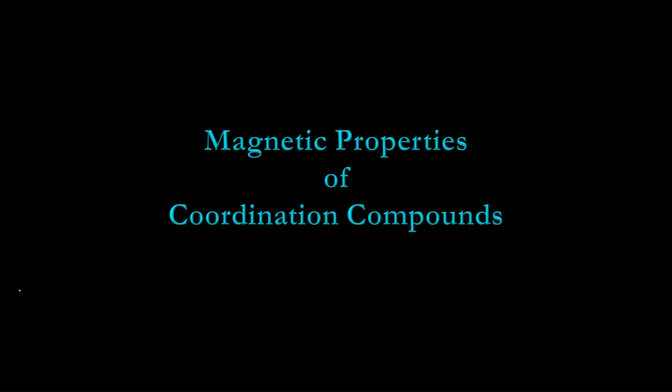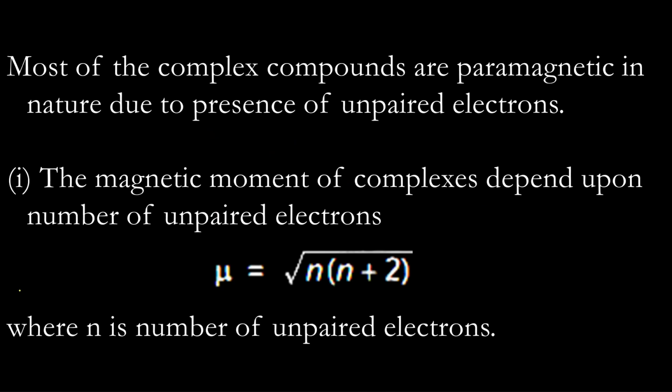Okay, magnetic property of coordination compounds. So again, here I will be talking about it slightly, but not too much. Most of the complex compounds are paramagnetic in nature due to presence of unpaired electrons. But there are diamagnetic ones as well. And for paramagnetic, their magnetism is given by the magnetic moment, which is given by mu equals square root of n(n+2). Here n is the number of unpaired electrons.